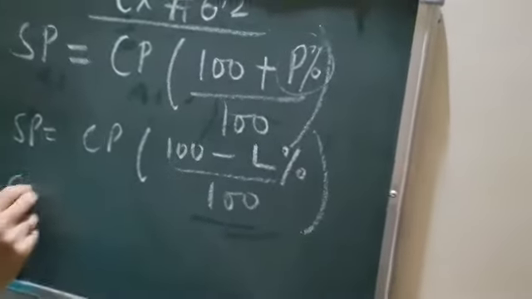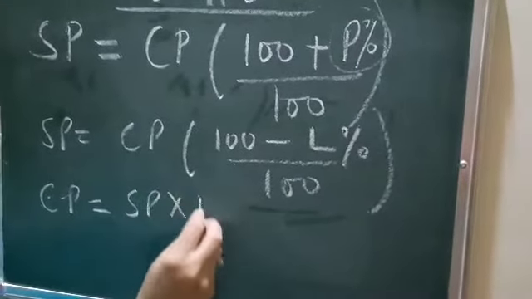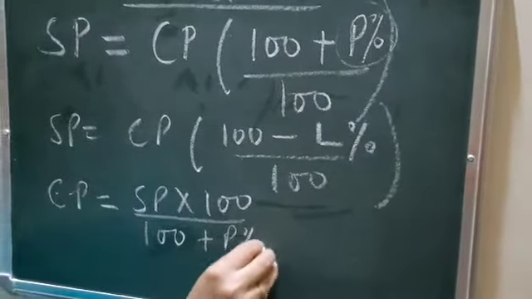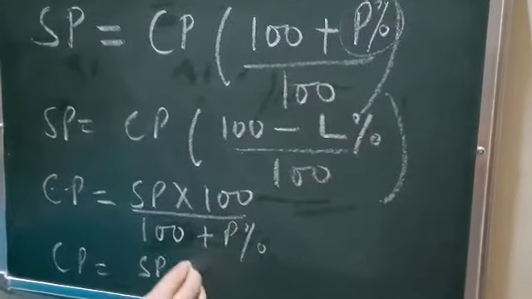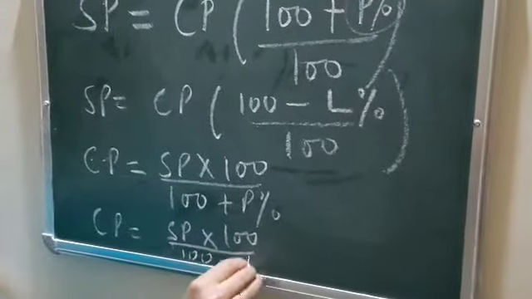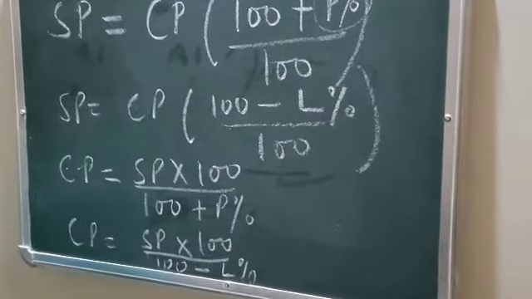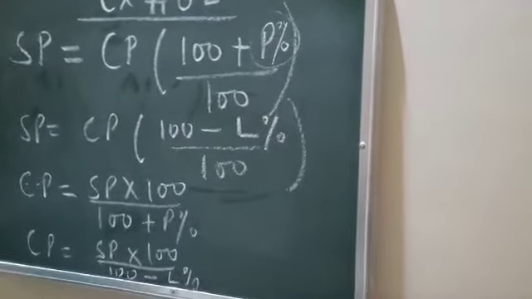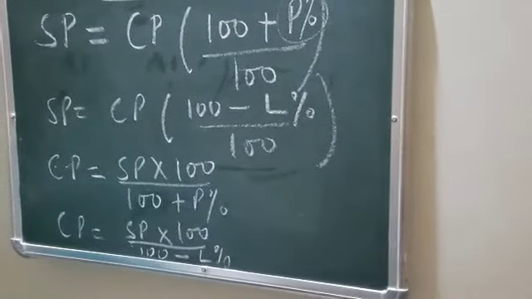Now if you have to find CP, and SP and profit percent are given, then the formula becomes SP into 100 upon (100 plus profit percent). And if loss percent and SP are given, then the formula becomes SP into 100 upon (100 minus loss percent). So you just have to put the values in these formulae and you will be able to do the questions related to profit percent or loss percent, right? So just learn this formula and try to apply it.